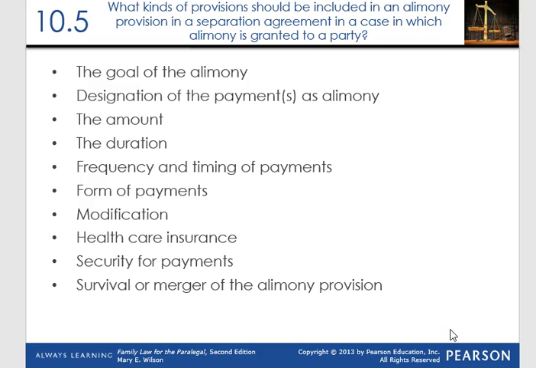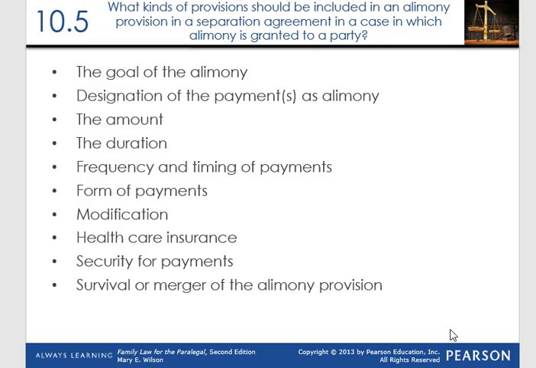Form of payments, modification, whether the court will or will not retain jurisdiction to modify all or a portion of the spousal support award. Sometimes the court will retain jurisdiction as to term but not to amount, or as to amount but not to term. If there is not a specific reservation of jurisdiction to modify the award, typically the courts cannot modify a spousal support award in Ohio.